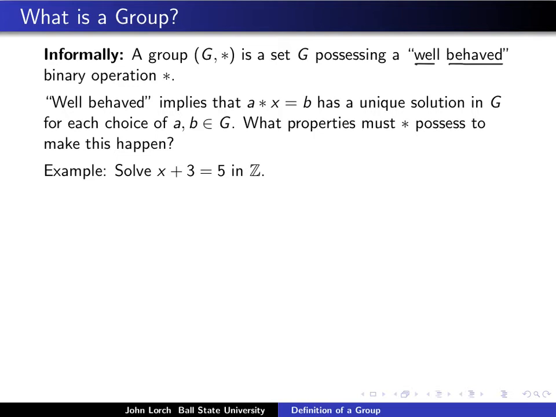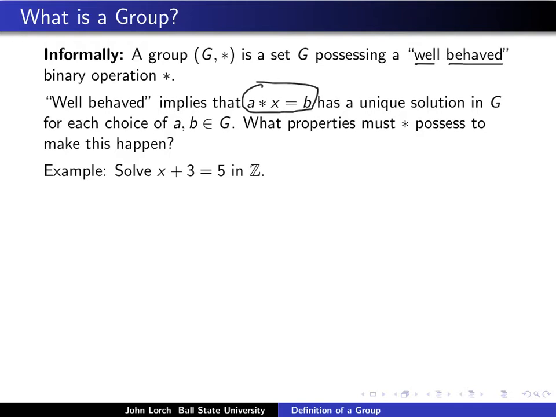But for now, maybe it's enough to say that whatever well-behaved means, it should imply that equations of the form A star x equals B have unique solutions in G for each choice of specific elements A and B in G. So the question in front of us is, what properties must this operation have in order to force these unique solutions? To try and discover what those properties should be, maybe we should work an example in a familiar setting.